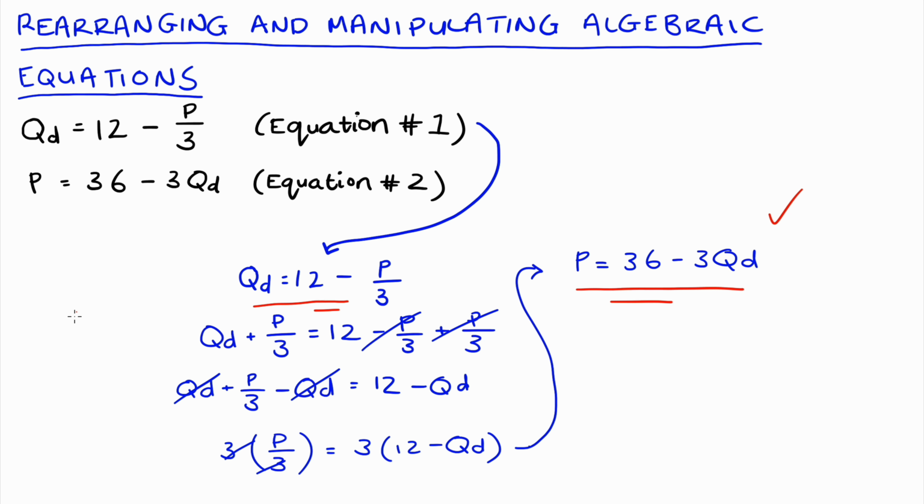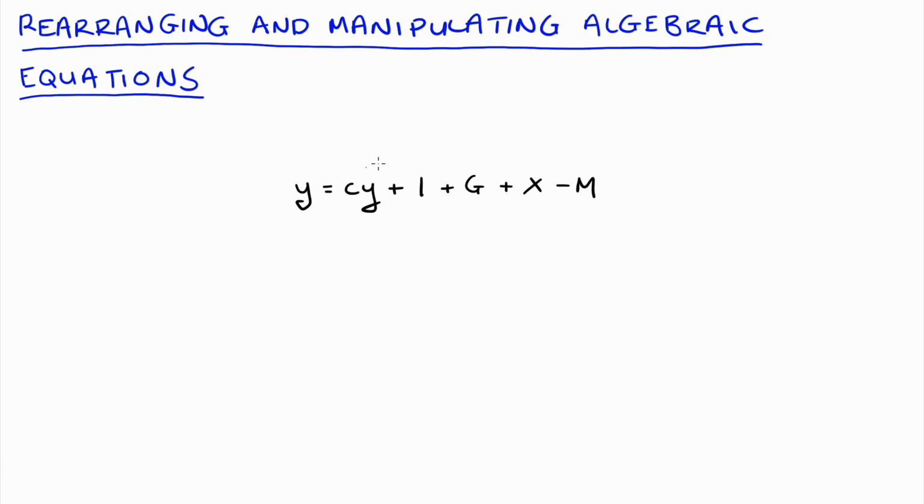All right, let's do another example. Let's say that I had y is equal to cy plus I plus g plus x minus m. And let's say that I need to solve for y. So when I'm being asked to solve for y, I'm being asked to isolate y on the left-hand side of our equality and see what y is equal to. And you might see something like this if you're doing macroeconomics.